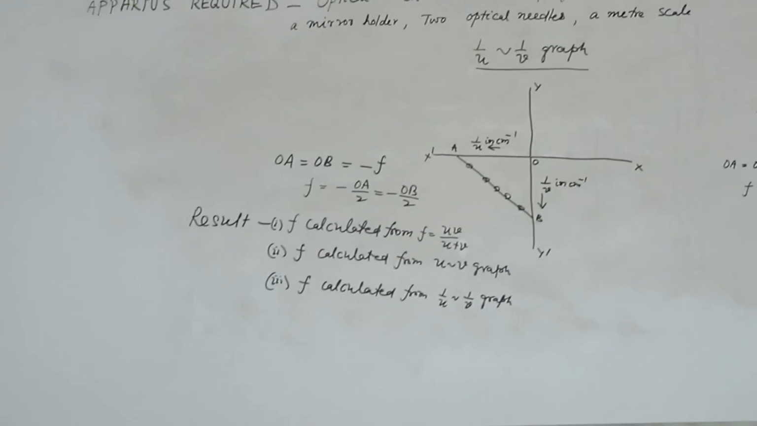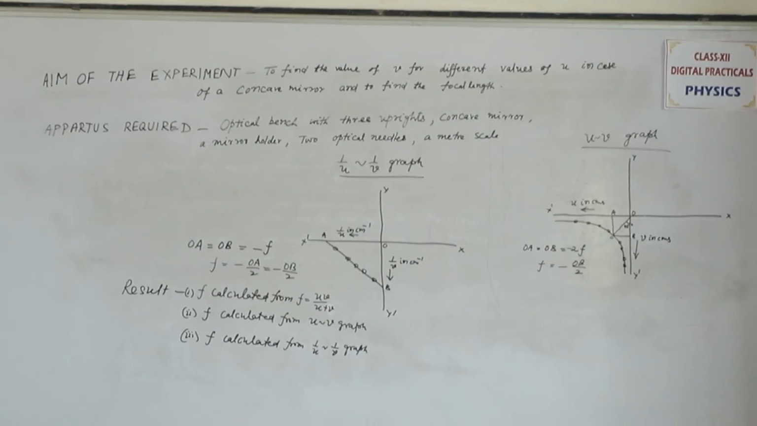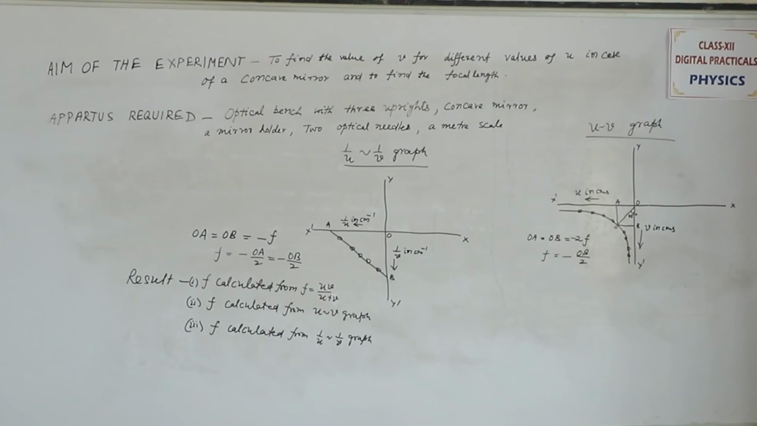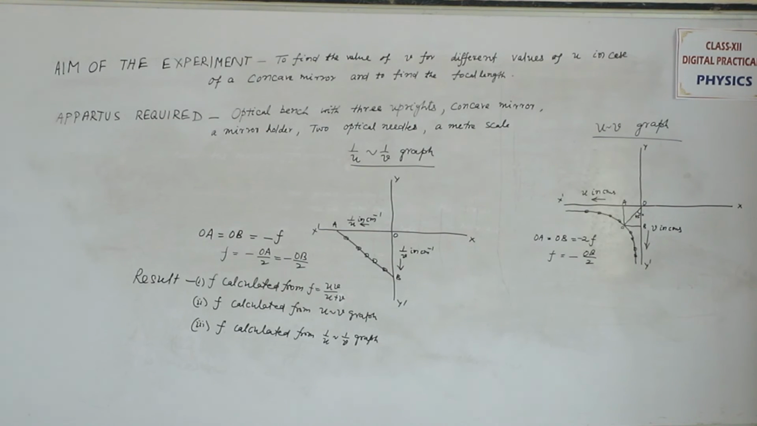If you choose the same scale and same origin, then you can draw a line at an angle of 45 degrees from the origin which meets the graph at a point. Then you draw perpendiculars from that point to both axes. That will give you u equal to v equal to 2f.